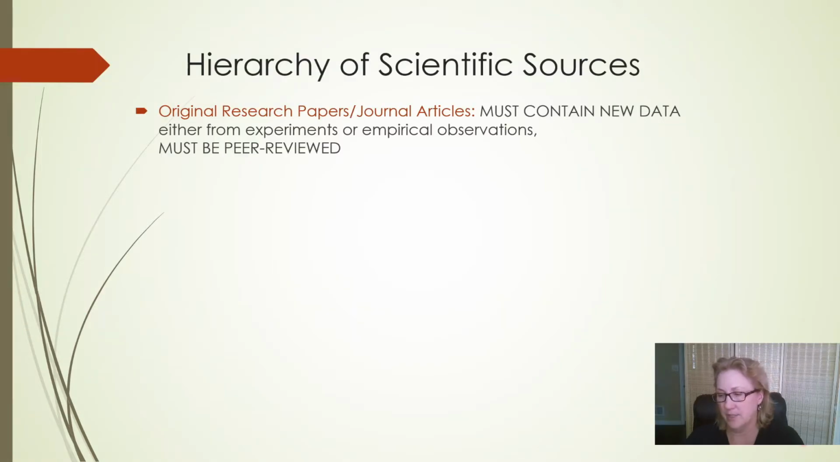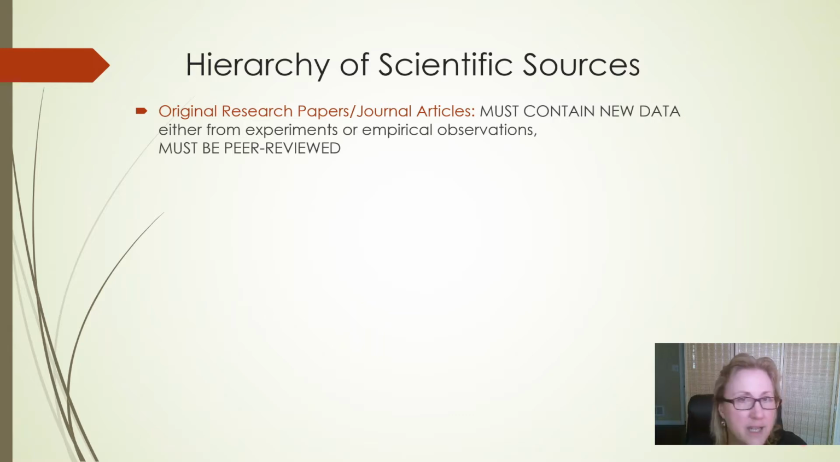So let's talk about scientific sources. When a scientist does research, whether they're doing experiments or collecting observational data, they need to report that information to the scientific community. So they write up a research paper, and sometimes these are also called journal articles. One of the ways that you can tell that it's an original research paper is because it contains data. It has a results section, it has graphs, it has reported new data.